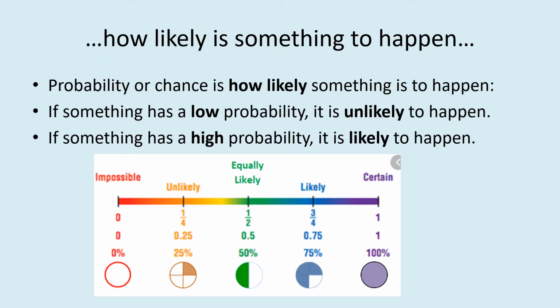So how likely is something to happen? Well, we can describe that in words, and if something has low probability, it's unlikely to happen, and if something has high probability, it's likely to happen. So for example, the sun rising tomorrow would be certain, and it would be at the number 1 of the scale.